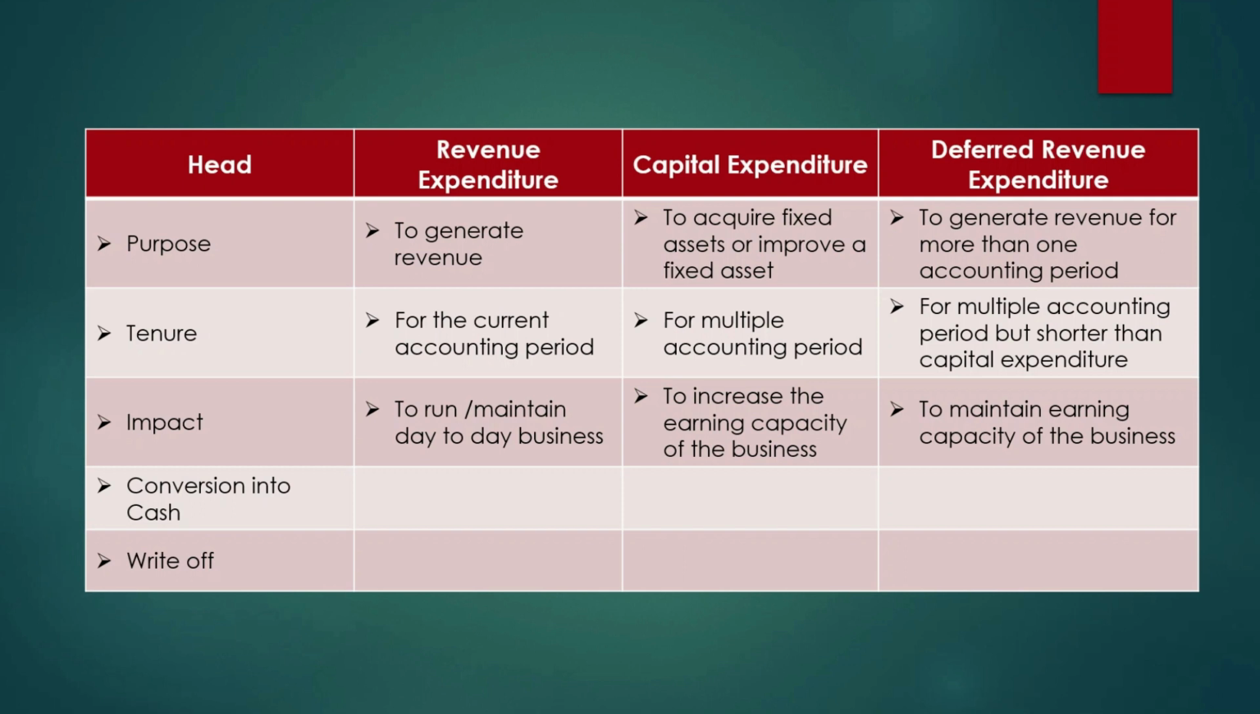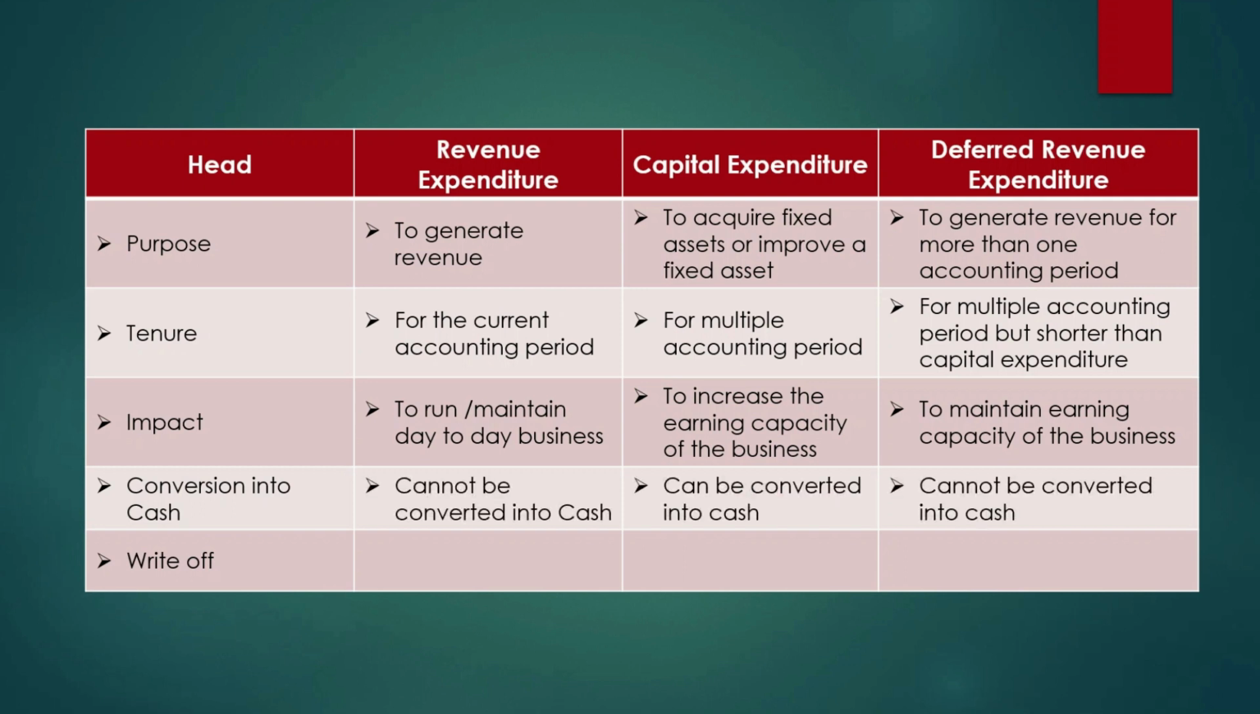Next point, conversion into cash. Revenue expenditure can't be converted into cash. So you are paying salaries to your employees. You cannot just convert that salary and then in return take money out of it. So it can't be converted.